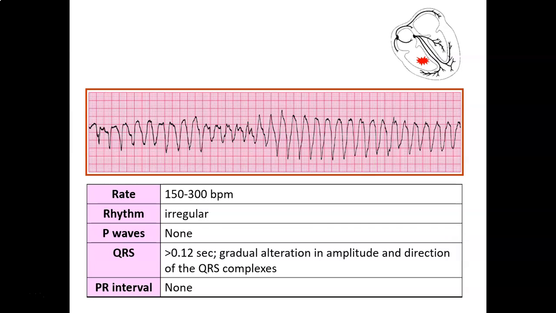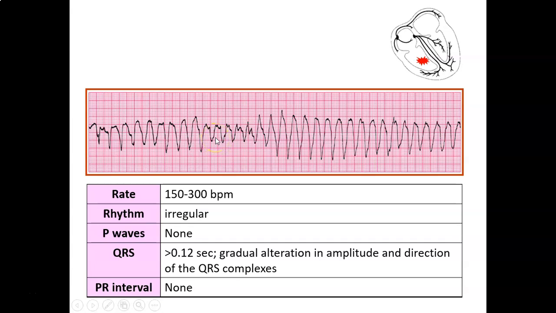Look at this rhythm strip. Rate is fast, so obviously tachycardia, and it's irregular. P wave not seen, and QRS complexes are wide. Okay, and PR interval obviously not seen. So again, it's a polymorphic ventricular tachycardia.